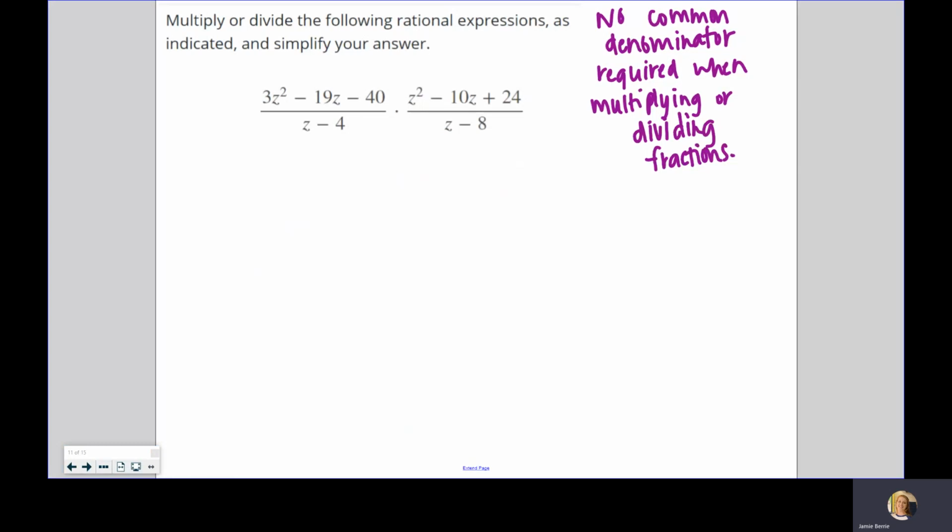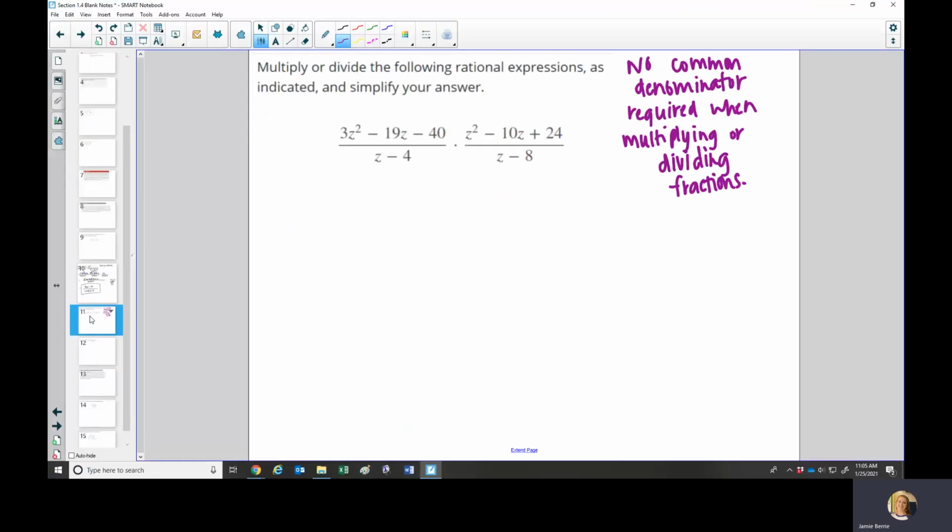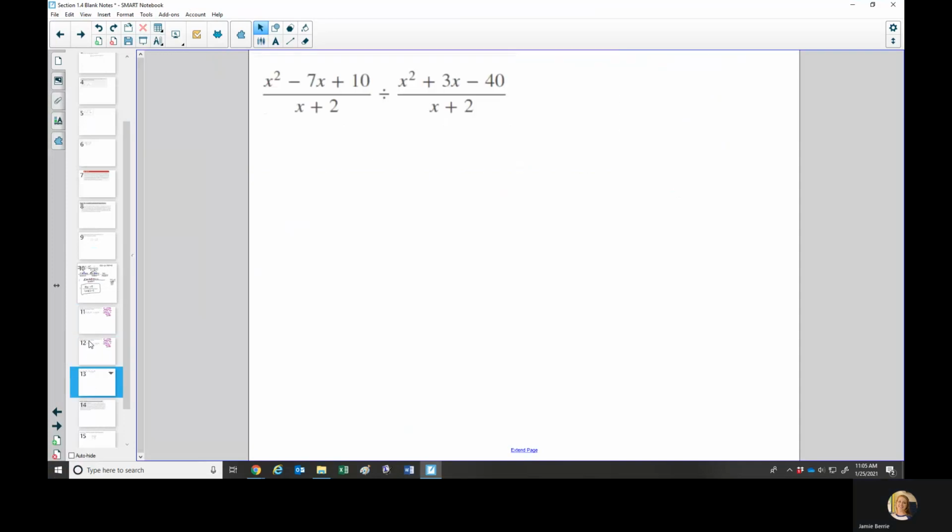Okay, so let's look at the directions here. It says multiply or divide the following rational expressions as indicated and simplify your answer. Okay, so we're just going to have to remember that our answer needs to be in simplest form. This problem is going to require us to do a little bit of extra side work, so I think I'm going to go ahead and insert a blank page just in case. And then let's just go ahead and throw this over there on that blank page.